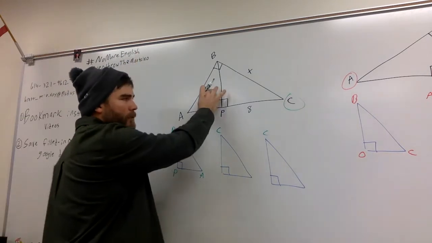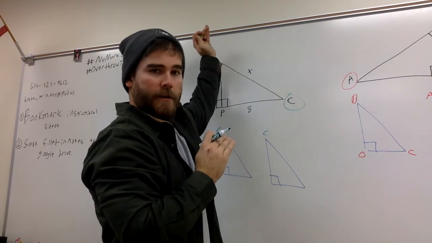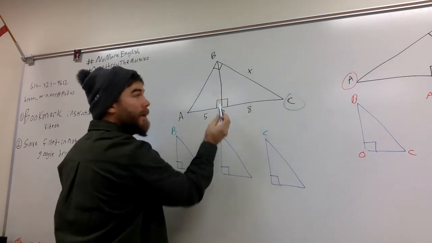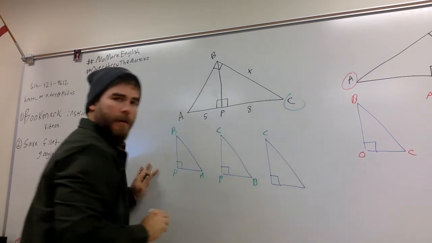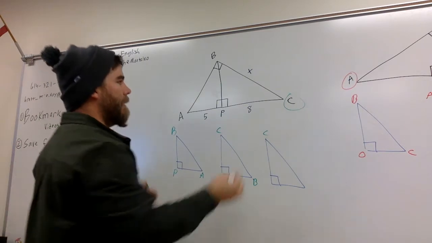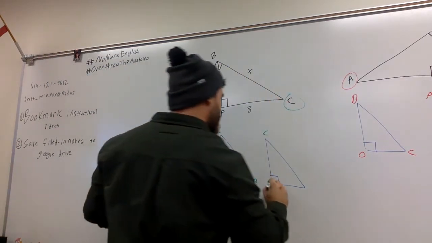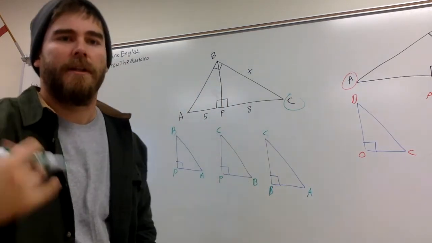So I did the small triangle, now I should do the medium one. That's the one that's just this part of it. So it's C to right angle P up to B. Now, I have to use my other right angle, which is B, the big triangle, C to B to A. And now I have all three triangles successfully labeled.